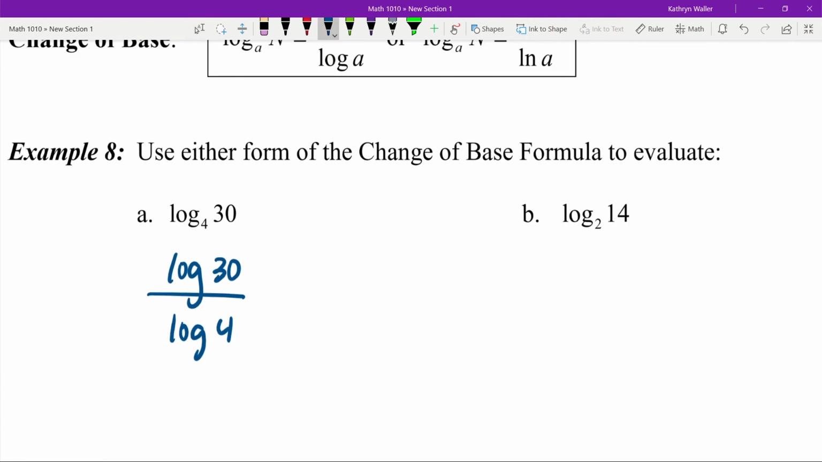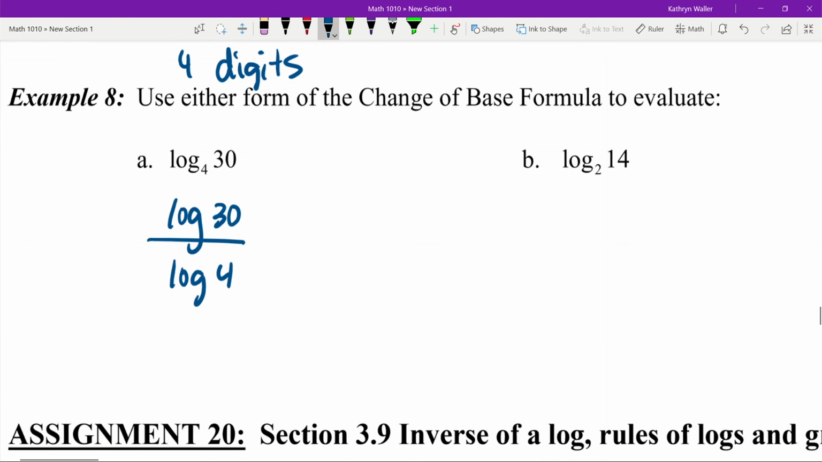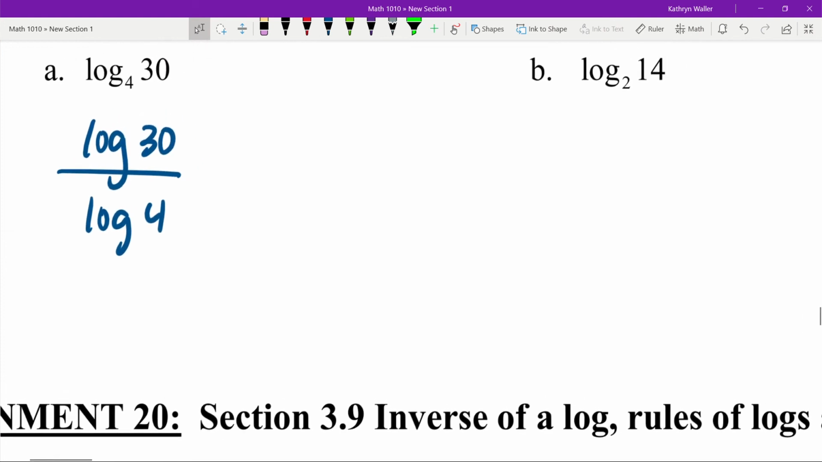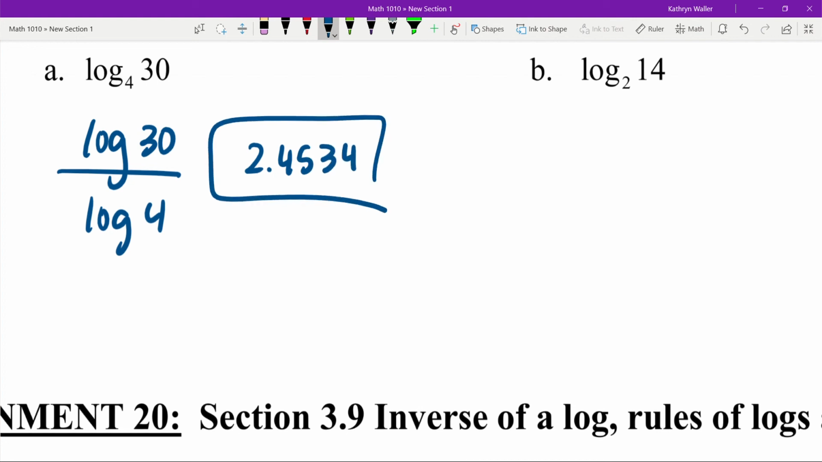To the directions, I want you to add the words 4 digits. You're never allowed to round unless they tell you to round. So we're adding to the directions to round, unless it's money. Money you always round to the nearest cent, okay? Everybody go log 30, close it off, divided by log 4, close it off, enter. 4 digits is 2.4534, done.